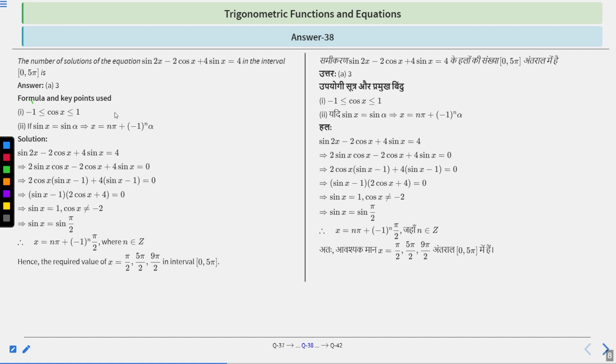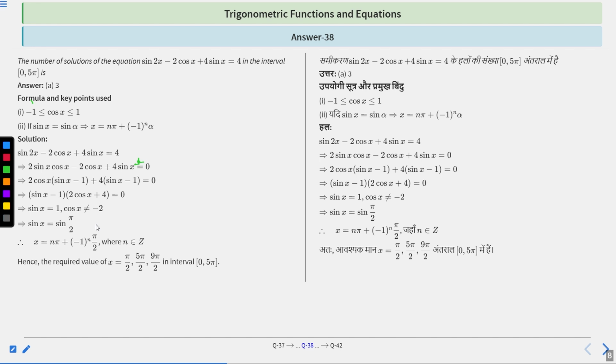Now let's write our equation: sin 2x minus 2 cos x plus 4 sin x equals 4. This implies sin 2x, which is 2 sin x cos x, minus 2 cos x plus 4 sin x minus 4 equals 0. Now let's take 2 cos x common. Therefore 2 cos x (sin x minus 1) plus 4 (sin x minus 1) equals 0. Therefore (sin x minus 1)(2 cos x plus 4) equals 0. Therefore either sin x equals 1 or cos x equals -2.